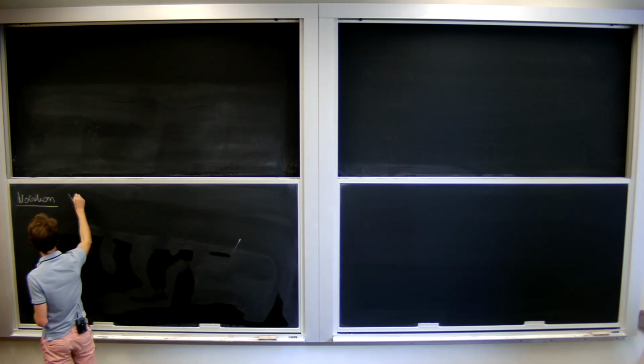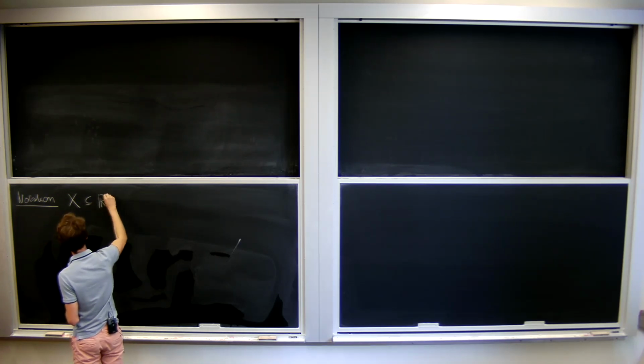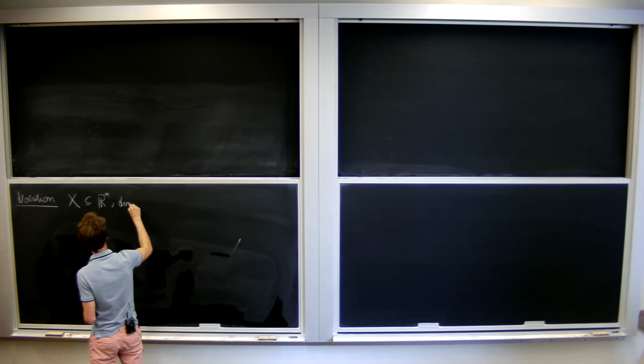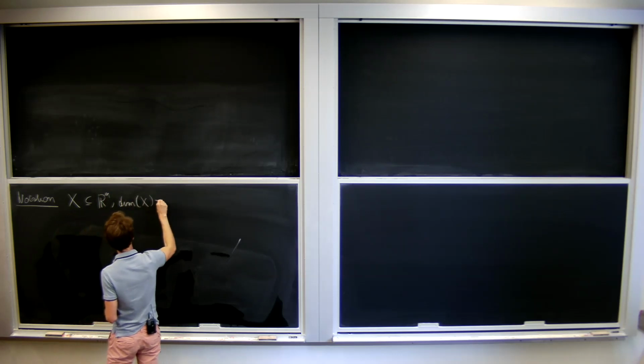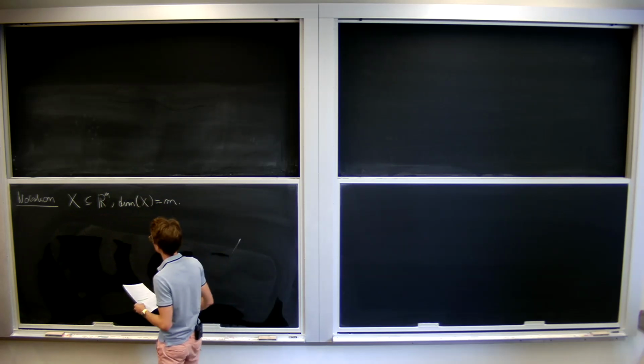So in my talk, usually I'll consider a set X in R^n. The dimension of X, real dimension, is m. All right, that's it for now.